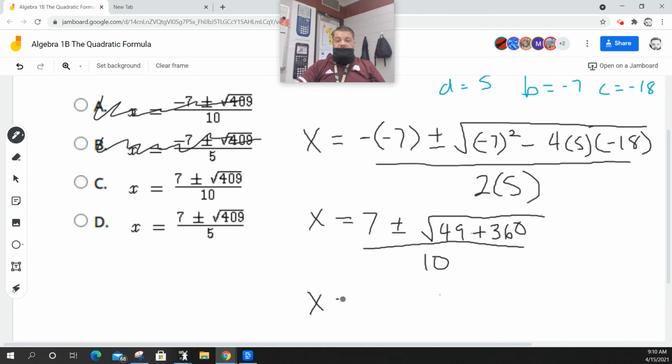So then on the next line, I get 7 plus or minus the square root of 409, which I think might even be a prime number. I don't know. Over 10. Well, I'm pretty sure the answer is going to be C, right? Because both of these have 409 under the radical, it's definitely going to be C. Normally what you would do is think to yourself, is there something I could pull out of here? I don't think there is. I think it's a prime number. So we're going to go with C.